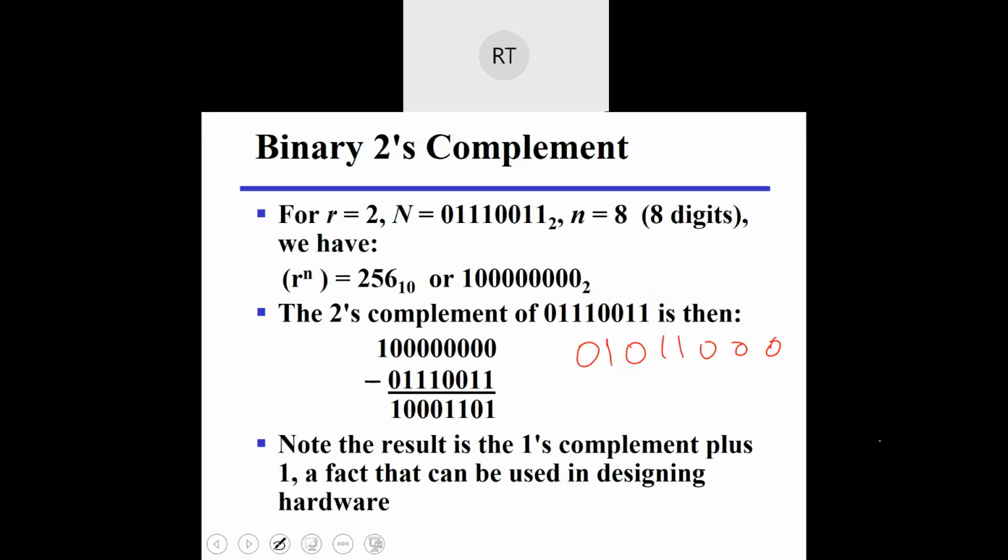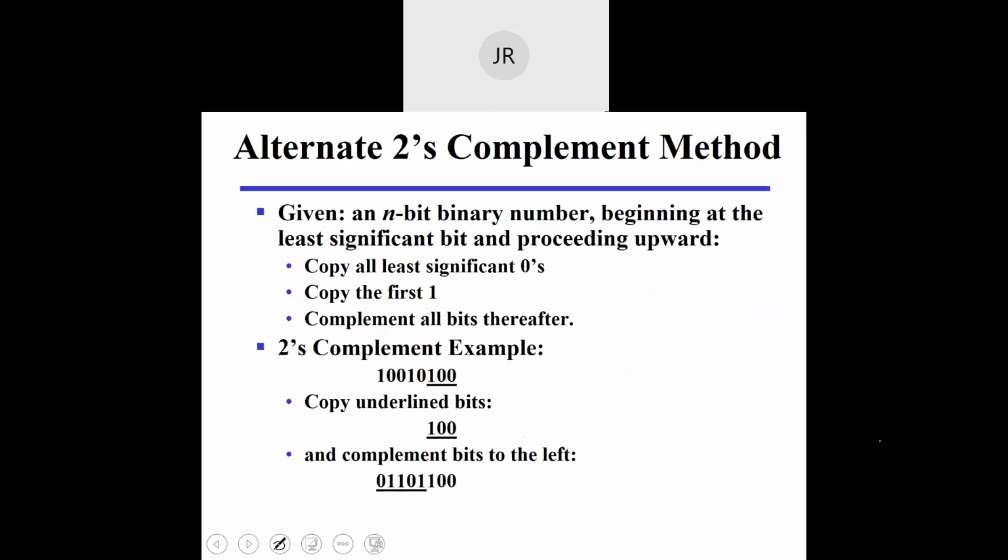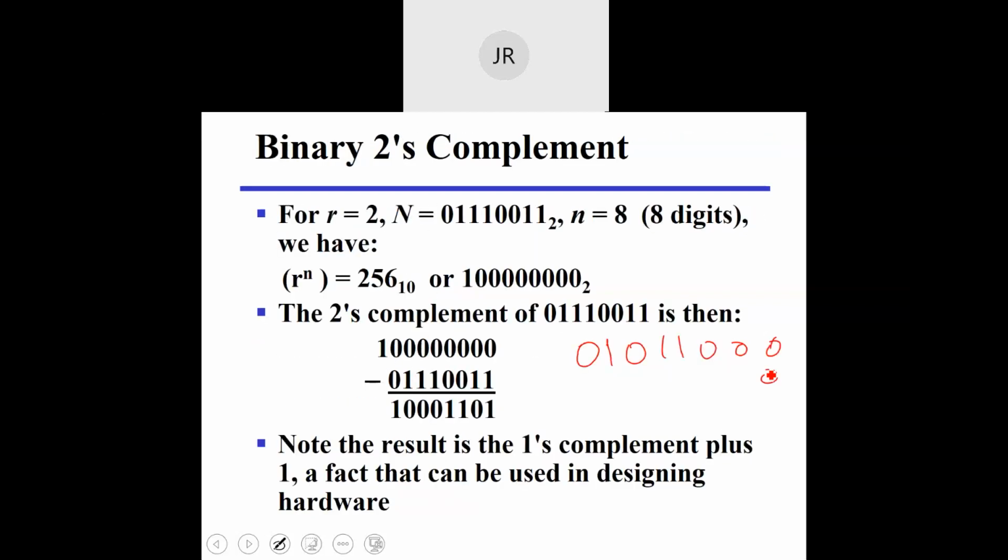Joe, can you? Yes. 0 0 0 1, and it returns 0 1 0 1. So you keep going until you reach the first one, and then you complement the rest. Clear the idea? What am I doing? This is the positive representation of the number. This is the negative representation of the number. We call it the 2's complement. Okay?